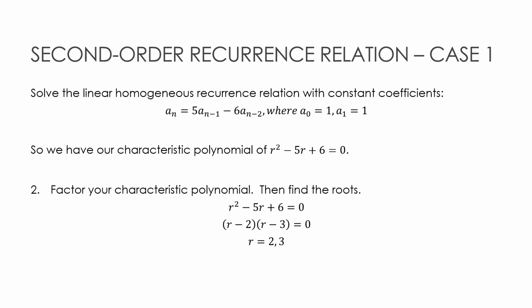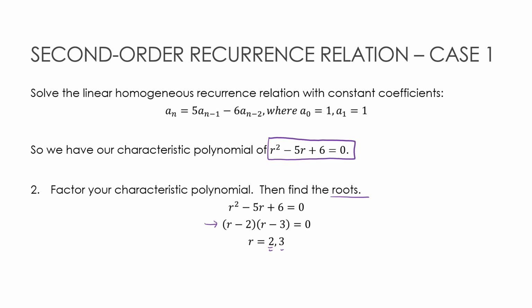Step 2, and again I've rewritten that characteristic polynomial for you here. We're going to factor. So again, we know how to factor. You are in upper level mathematics. I'm going to assume we all know how to factor. I'm not going to go through that. This factors into r minus 2, r minus 3 equals 0. And then of course we're going to find the roots, which means set r minus 2 equal to 0 to get 2, r minus 3 equal to 0 to get 3.